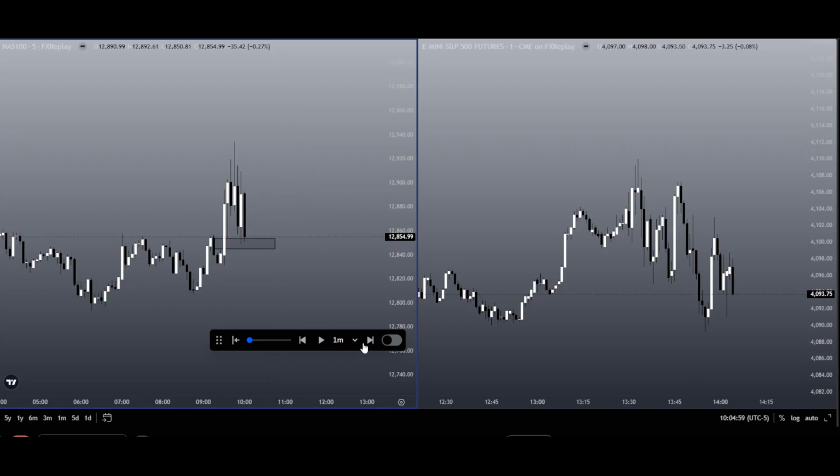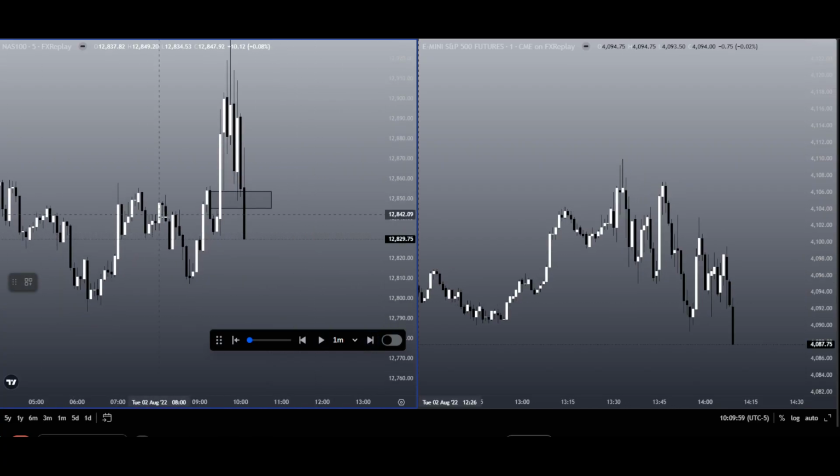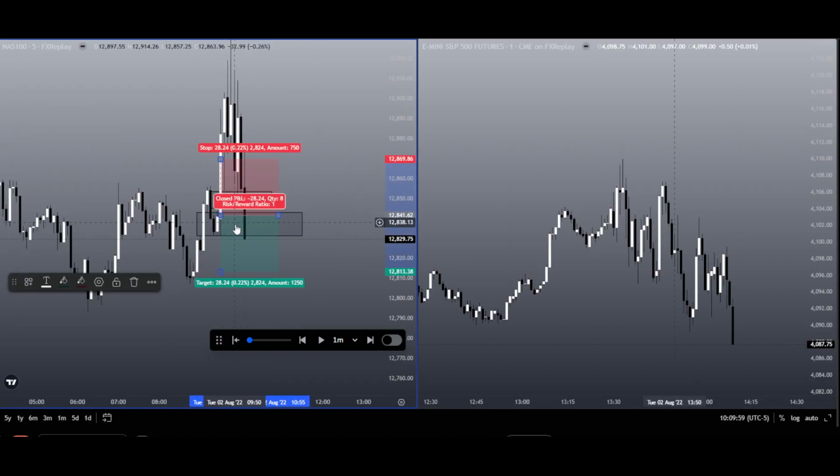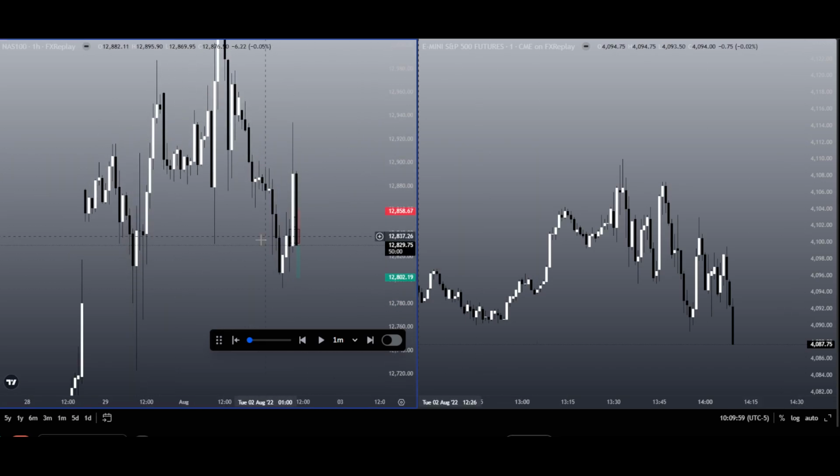I might try this 5-minute if we break it with momentum. Oh, I'll take this. I'm gonna take this 5-minute SMR. What do we think about this 5-minute SMR? SMR stands for smart money reversal, with delivery at the hourly.